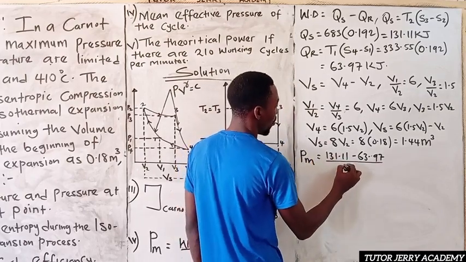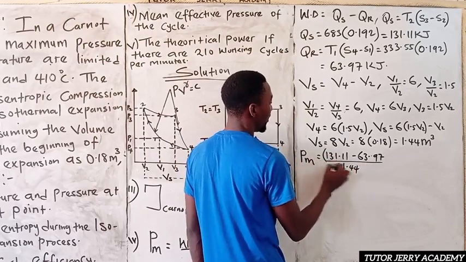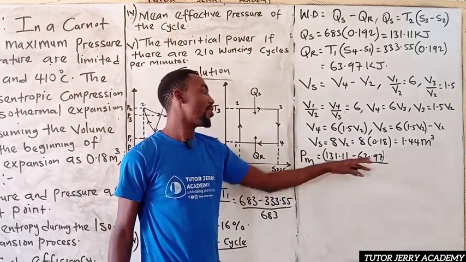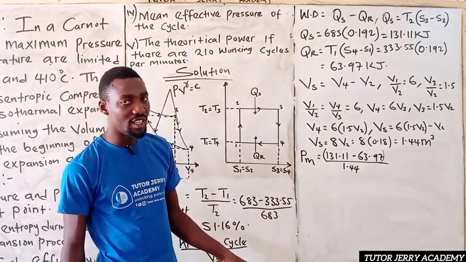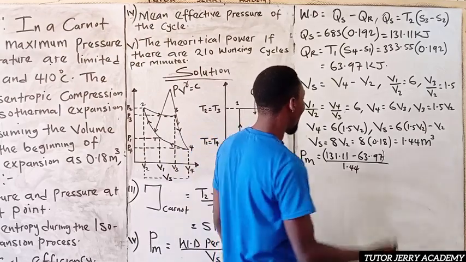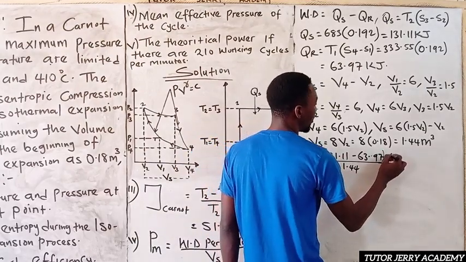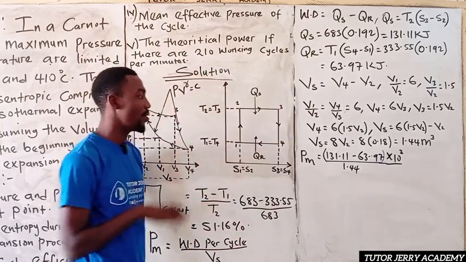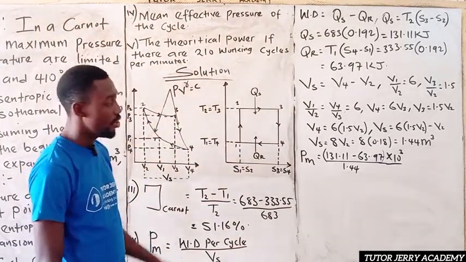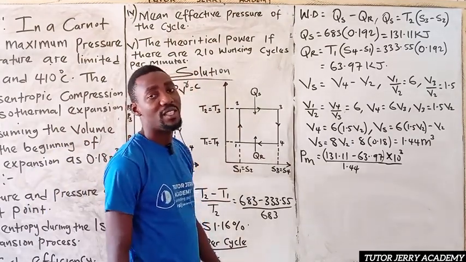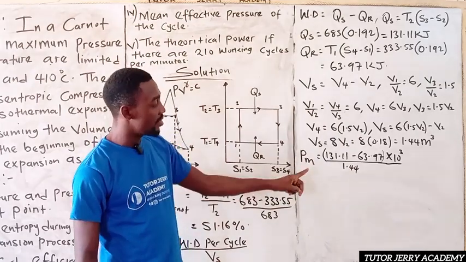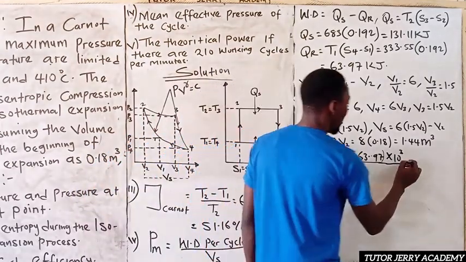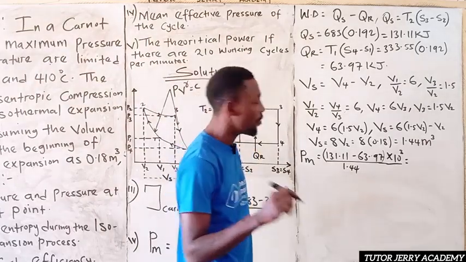Our stroke volume is 1.44. But don't forget, the two values of QR, quantity of heat supplied and quantity of heat rejected, are in kilojoule. You understand? So now we can factor out kilo, and kilo is nothing but 10 to the power of 3, right? So now if you press this value in your calculator and you divide by 1.44, you are going to get 0.466 bar. Please, the unit for mean effective pressure is in bar. So this is going to be equals to 0.466.